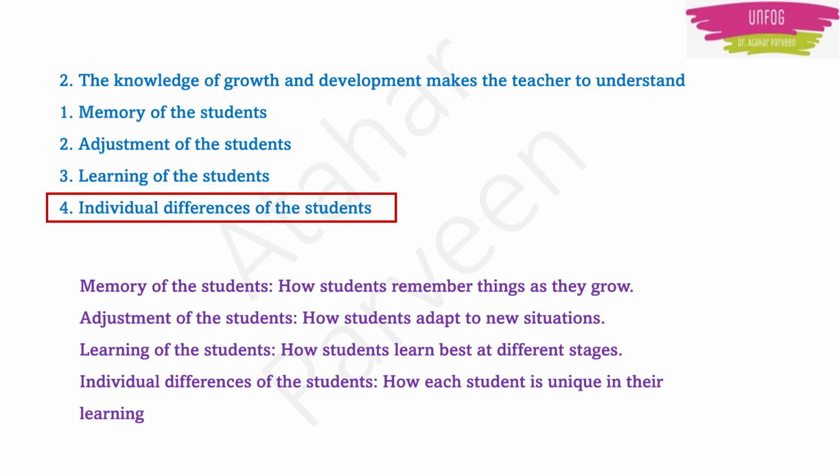So the teacher can know individual differences of the students, but the teacher cannot know how much memory the student has, or how much adjustment the student can do, or how best that student can learn, correct? So the teacher can easily understand the individual differences of the students. So option 4 is the right answer here.